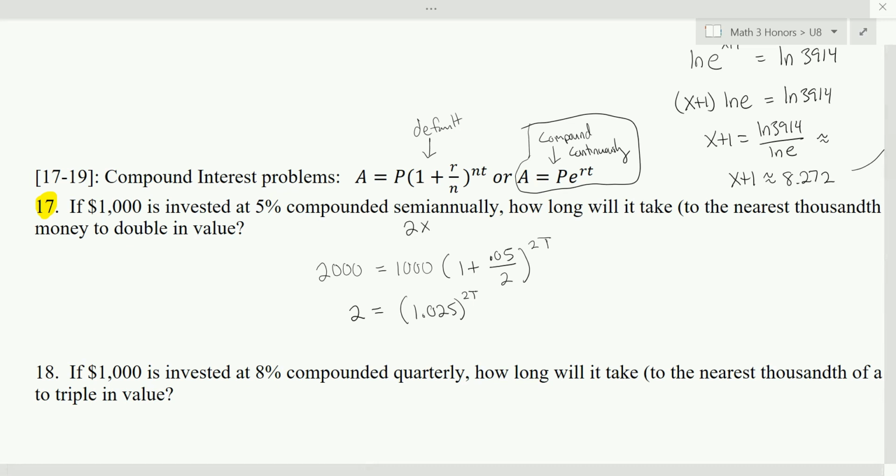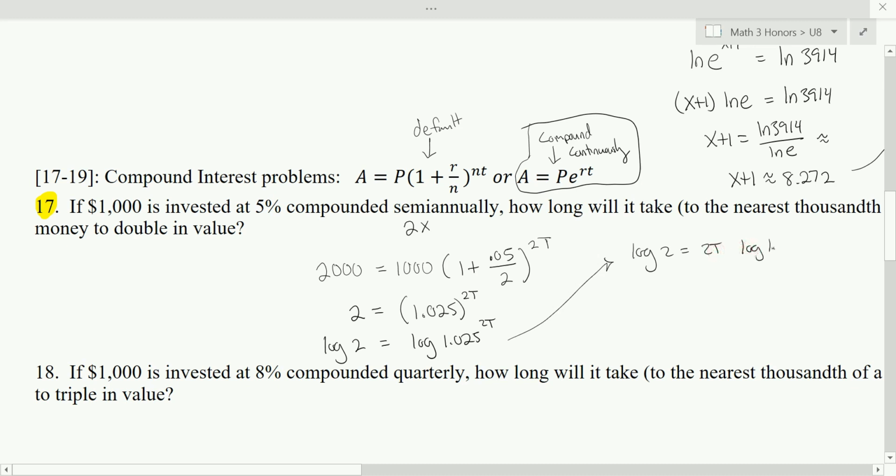So let's take the log of both sides in whatever base we would like. What base would we like to use? Base 10? Yeah. So I'm going to take the log base 10 on both sides. So log base 10 of 2 is the log base 10 of 1.025 to the power of 2t. Okay, next step. Power property. So we get log of 2 is 2t times the log of 1.025. Next step. Divide by log. So you get log 2 over log 1.025 equals 2t. This is where you want to use your calculator now and get an approximate value for time.